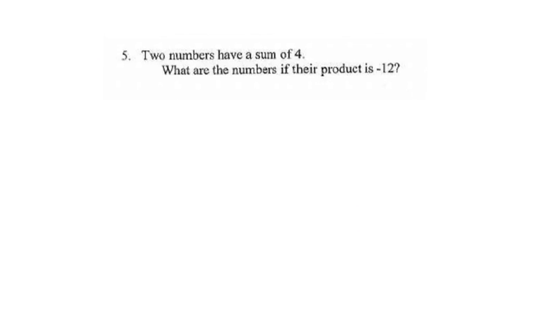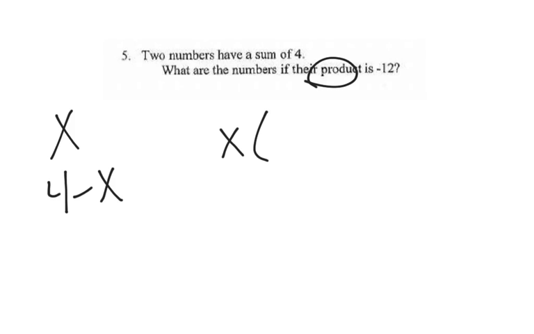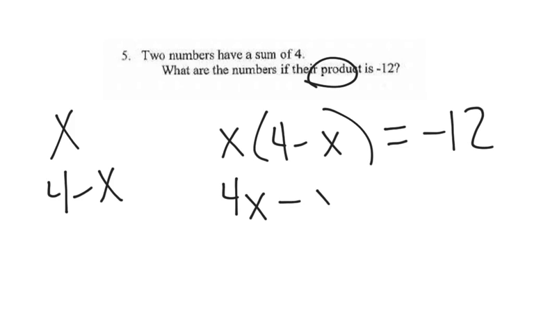Okay, kind of changing gears. 2 numbers have a sum of 4. What are the numbers if their product is negative 12? Well, one's going to have to be positive, one's going to have to be negative. Let's call the first number x, and let's call the second number 4 minus x, because if you add them up you would get 4. Product means multiply, so x times 4 minus x is negative 12. So that would be 4x minus x squared equals negative 12.